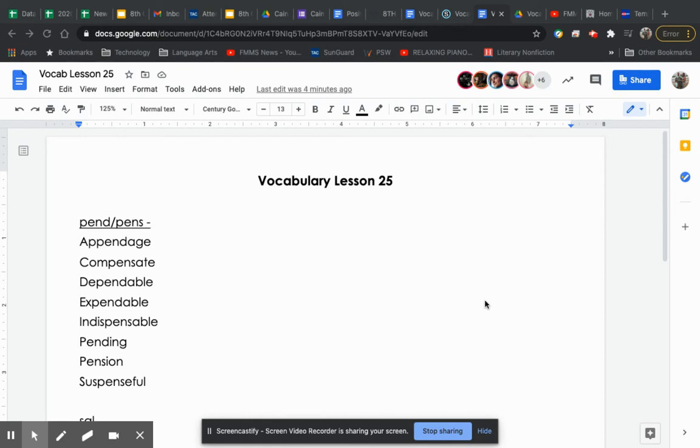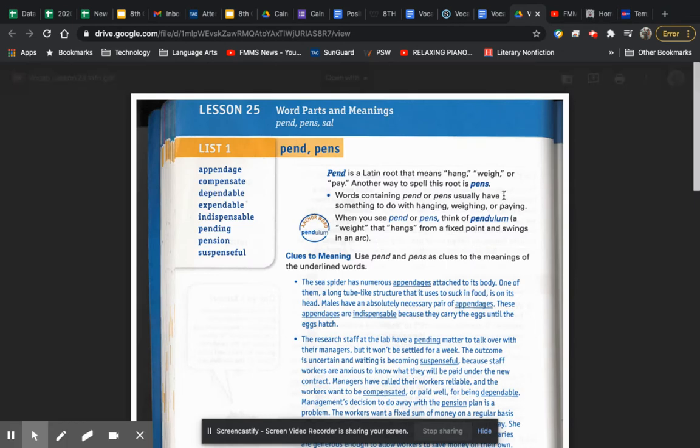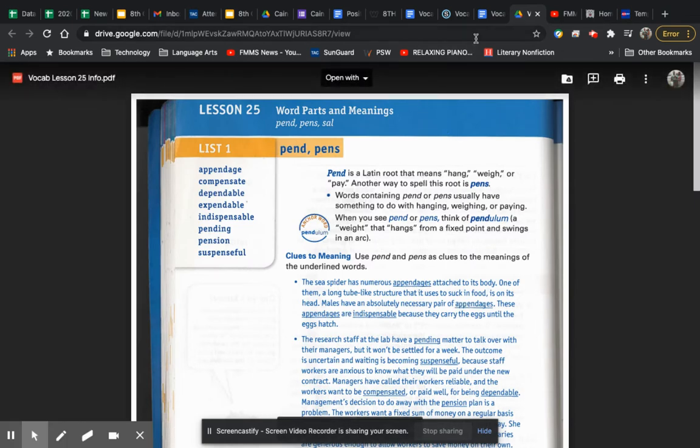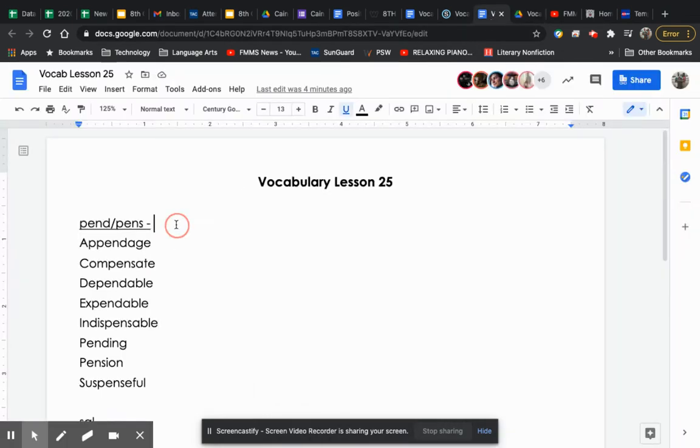Right, vocab lesson 25. We have two roots, pend and pens, which mean to hang or weigh. If you take a look at the vocab page, it means to hang or weigh, okay? So we're going to go ahead and write that down. Hang or weigh or pay. And think of a pendulum. So when you think of this root, a pendulum is something that hangs.